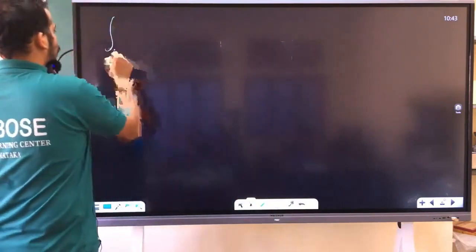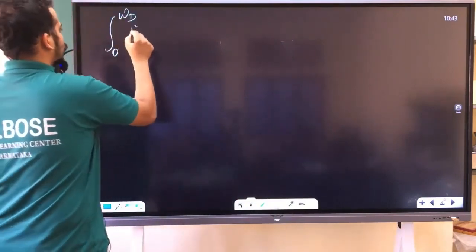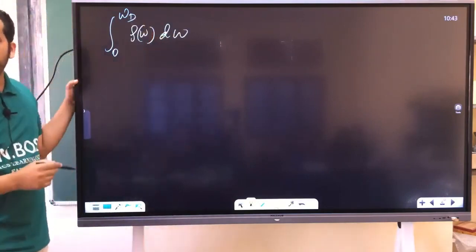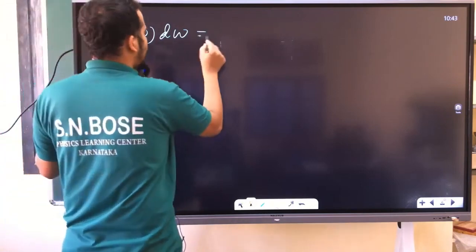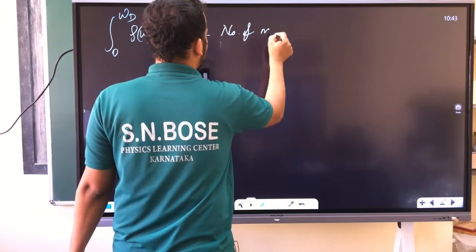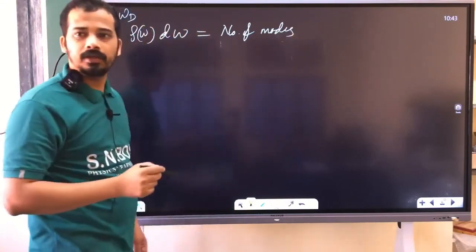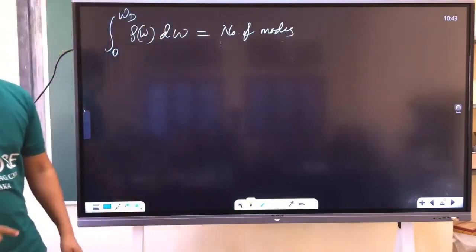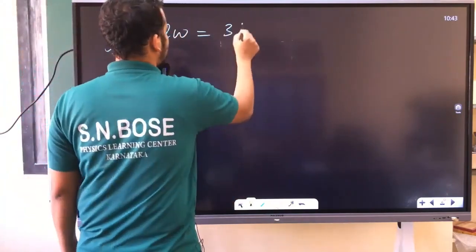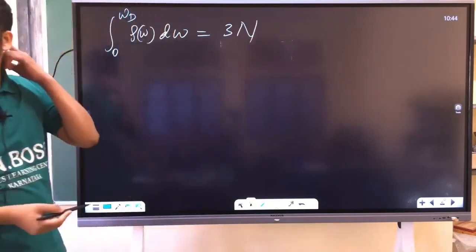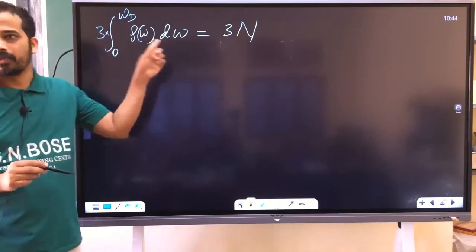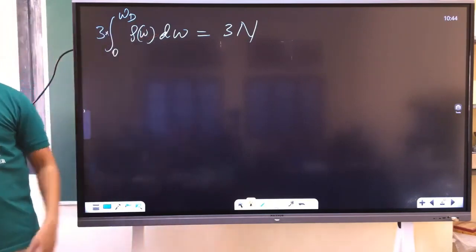0 to omega d, rho of omega d omega. This omega d is the highest frequency. We call it Debye frequency, isn't it? This is equal to number of modes, or number of degrees of freedom. Do you remember, it will be 3N in case of N particles in 3 dimensions, but you need to take 3 here for polarization states of phonons. That 3 will get cancelled actually.